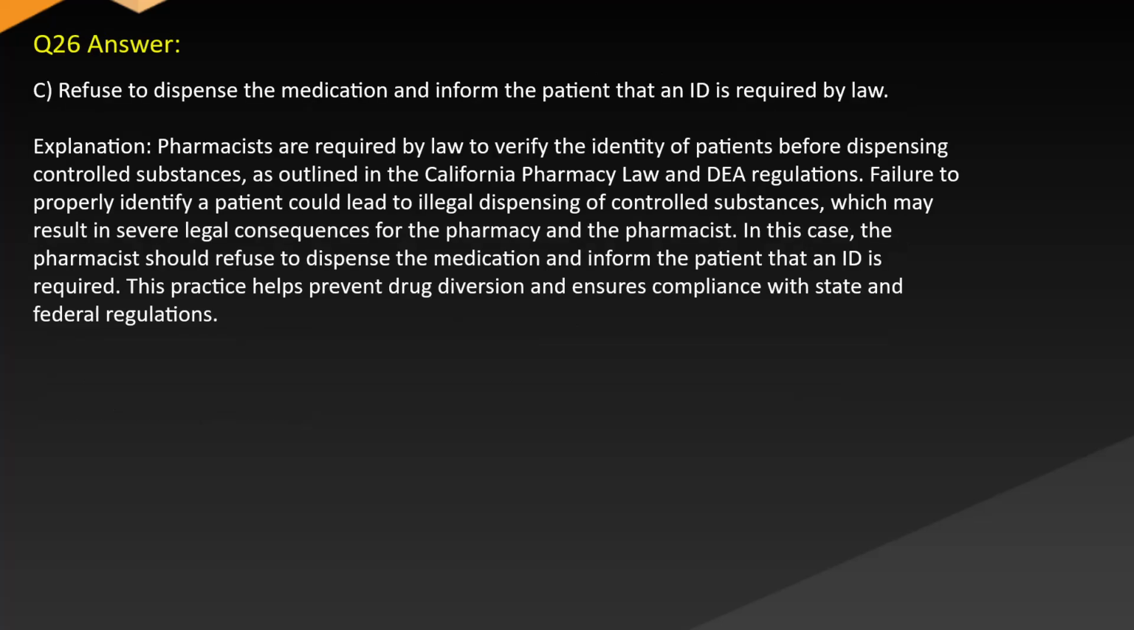Answer. C. Refuse to dispense the medication and inform the patient that an ID is required by law. Explanation. Pharmacists are required by law to verify the identity of patients before dispensing controlled substances, as outlined in the California pharmacy law and regulations. Failure to properly identify a patient could lead to illegal dispensing of controlled substances, which may result in severe legal consequences for the pharmacist. In this case, the pharmacist should refuse to dispense the medication and inform the patient that an ID is required. This practice helps prevent drug diversion and ensures compliance with state and federal regulations.